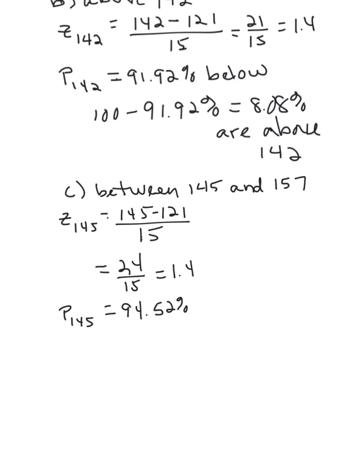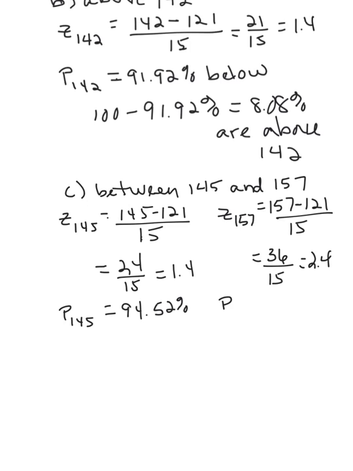Do the same thing for a reading of 157. Find the z-score for 157. So you're going to take 157 minus 121 divided by 15, which is going to give you 36 over 15, which gives us a z-score of 2.4. The percentile for 157 is 99.18%.